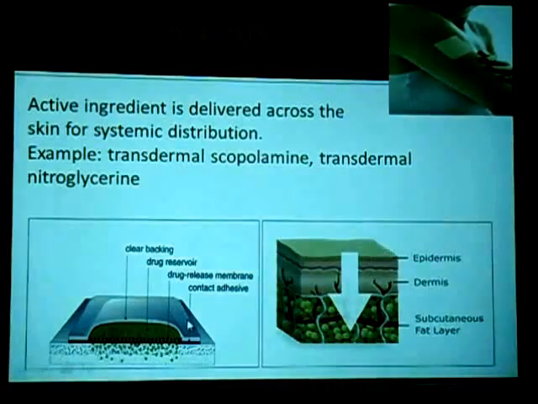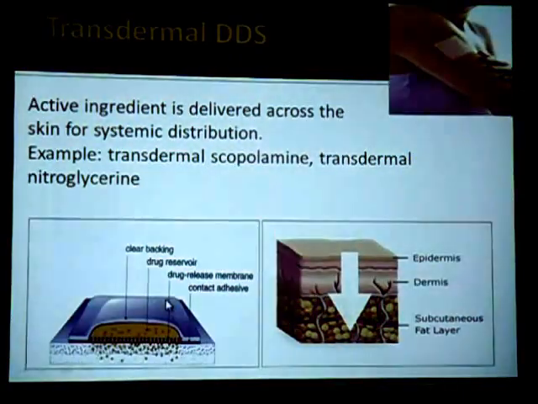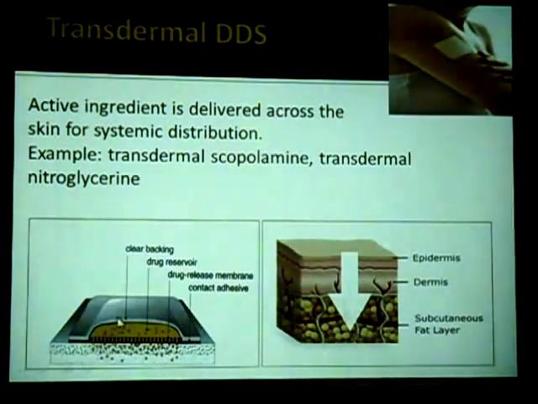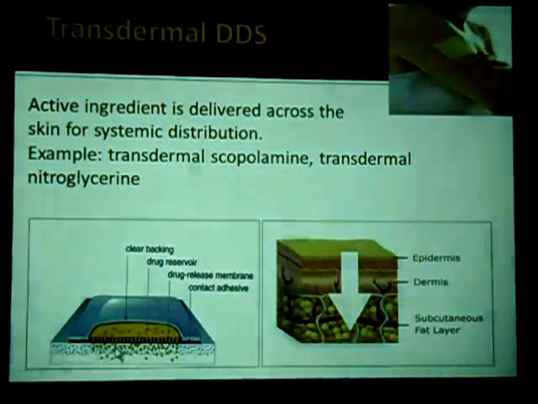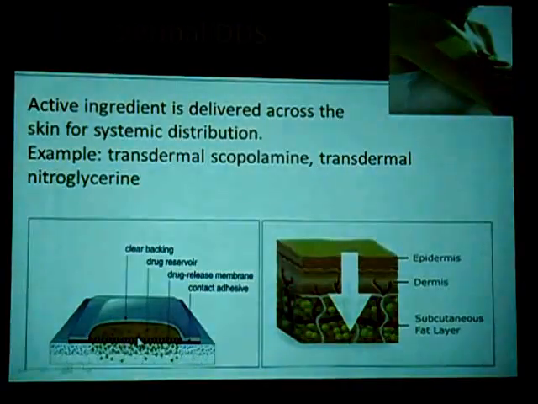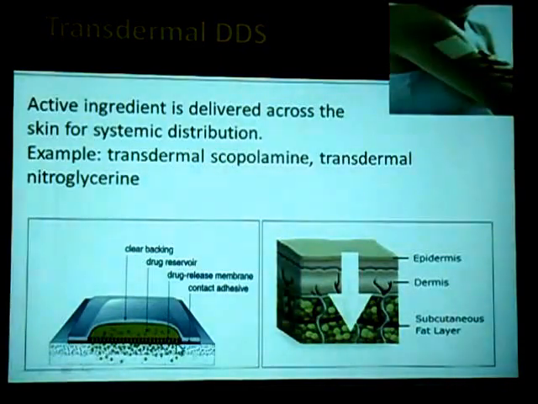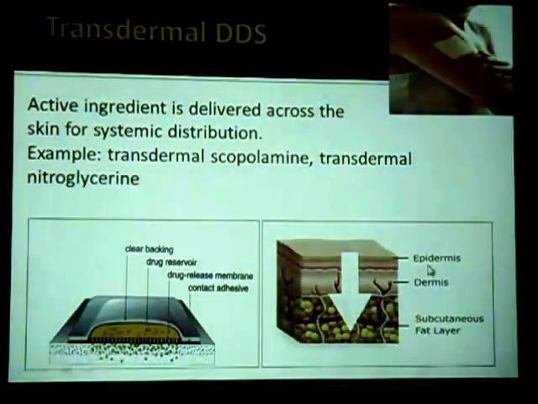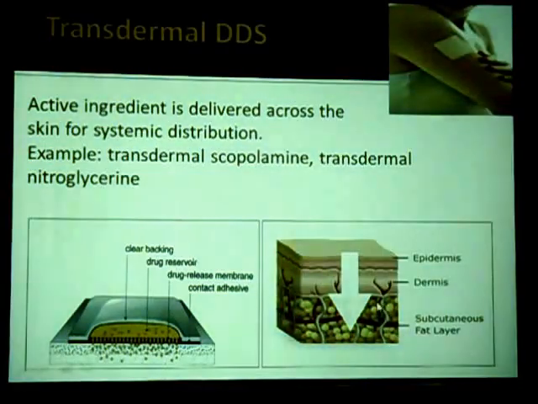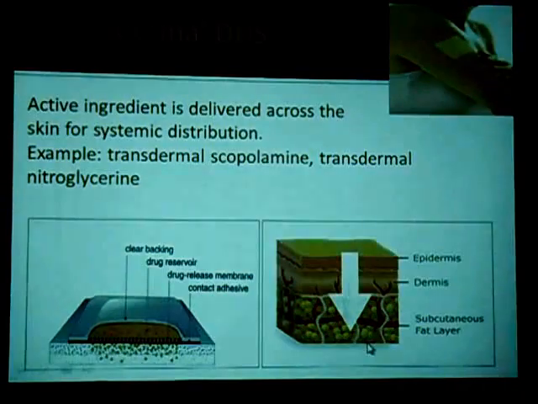Okay, so here you can see how this patch actually looks. This is the outer layer, which is an impermeable layer, that is clear packing. The yellow color thing you are seeing is a drug reservoir, and we have a porous drug release membrane here, through which you can see the drug penetrating directly to the subcutaneous fat layer, where the lymphatics and the blood vessels absorb it, and thereby their effects can be seen.